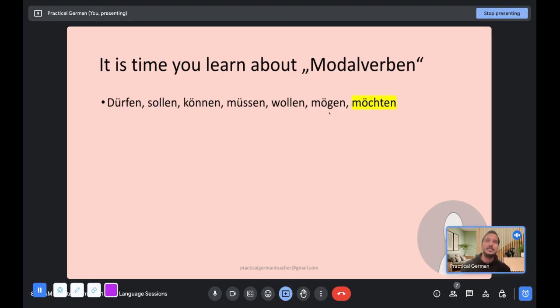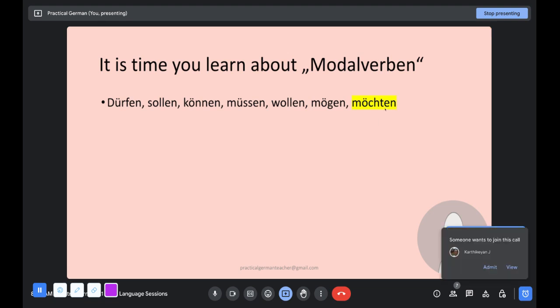As we progress in B1, I'll teach you that every verb has a Konjunktiv zwei, but you don't need to know it for every verb, just a few verbs. So möchten is a Konjunktiv zwei of mögen, but people normally use möchten instead of mögen when they think of the modal verb. Don't ask why, that's how it is. So for you, modal verbs are dürfen, sollen, können, müssen, wollen, and möchten. Mögen is a modal verb, but we use its other form, möchten.